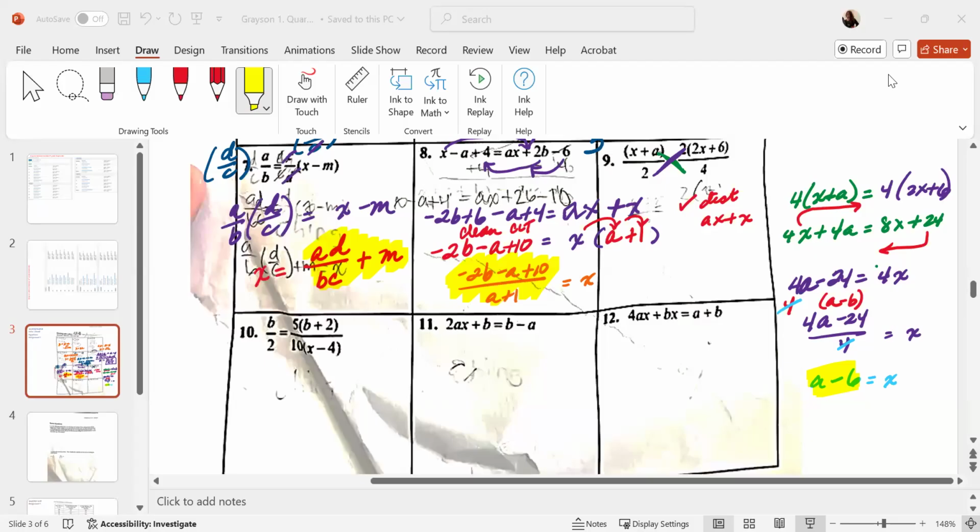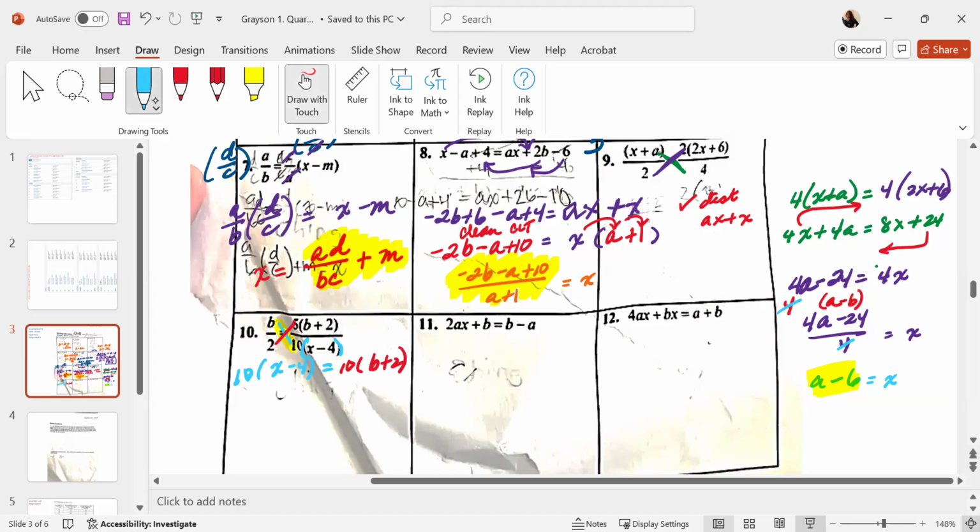So let's continue on. This one's also a fraction, so remember you're going to cross multiply, right? So b times 10, and do you see how there's a parenthesis with an x right here? You're going to want to distribute. B times 10 is 10b, correct? So you have 10b, x minus 4, or 2. 2 times 5 is 10 times b plus 2, right?